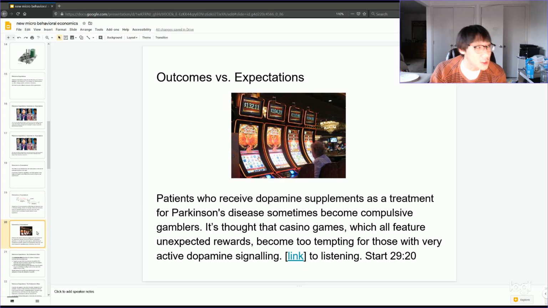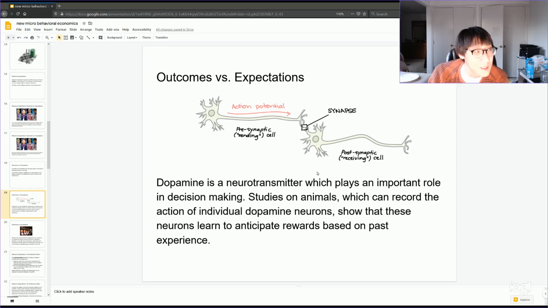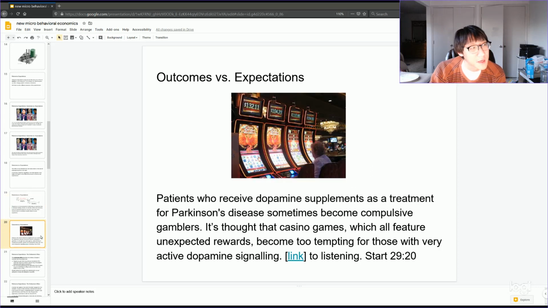So I'm actually going to save the rest of this story for the listening. The listening is going to feature an example that has to do with these dopamine neurons and the way in which they respond to reward, and it's going to talk about a woman with Parkinson's disease. She gets Parkinson's disease, she gets treated with a medicine that ups the dopamine signaling in her brain, and then she becomes a compulsive gambler. It's a fascinating story. So I'll refer you to the homework for that.